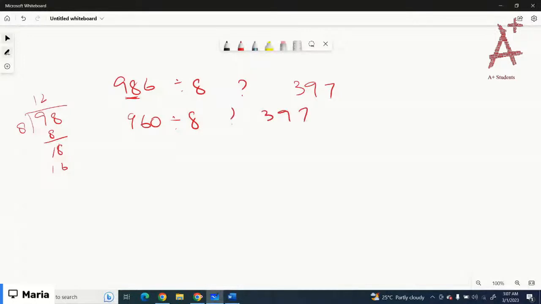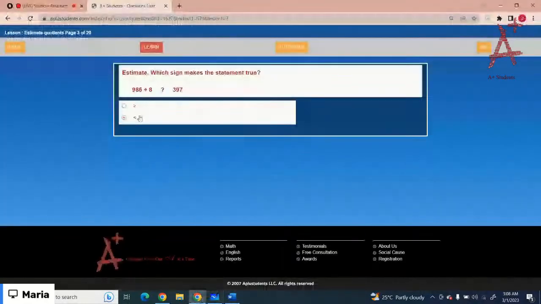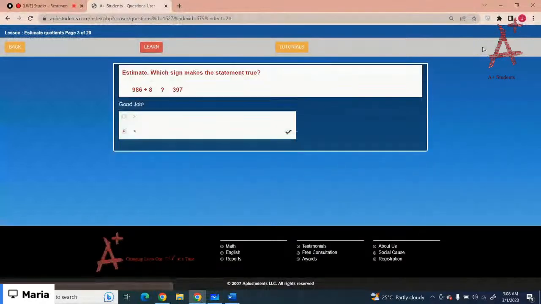12 times 8 is 96, so it is 120. You have to compare 120 and 397. So obviously 120 is less than 397. You can also go for 800. So 120 is less than 397. In both the cases, the answer is less than. The correct option is option number 2.